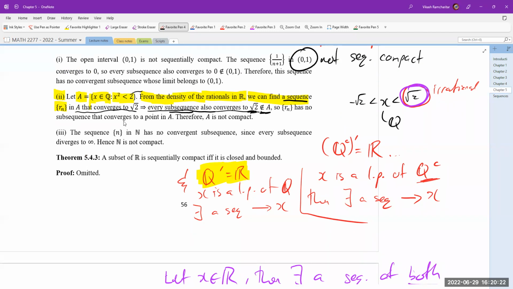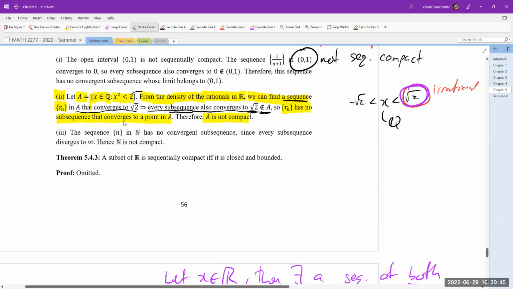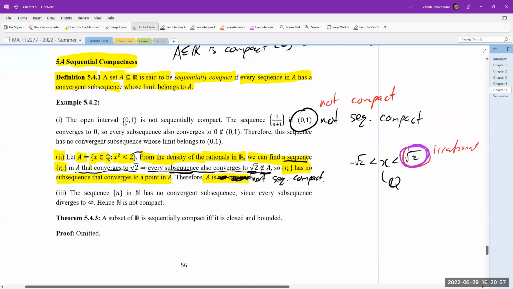The problem is root 2 is not in the set. So this sequence will have no subsequence that converges in A. So A is not compact. Right? A in this case, again, is not compact. So we could use this mainly to show when a set is not sequentially compact. Yeah, here's a typo. It should be A is not sequentially compact. We'll see in a bit that doesn't matter for now.